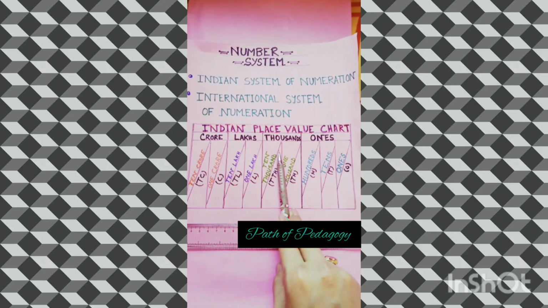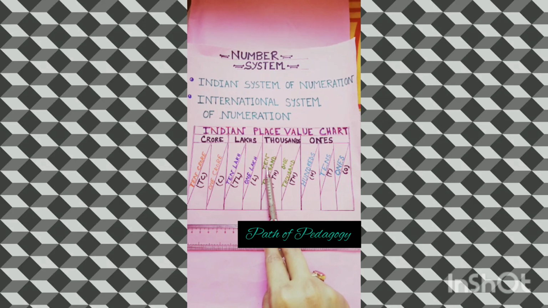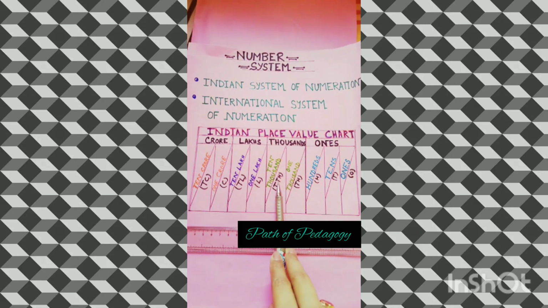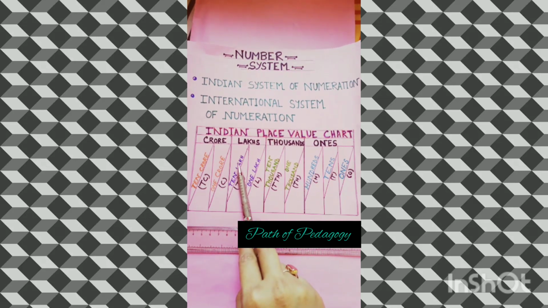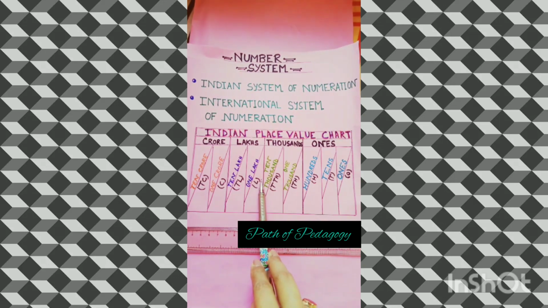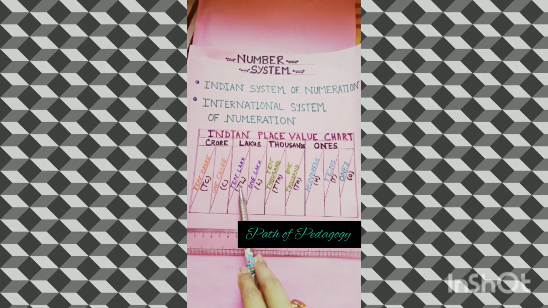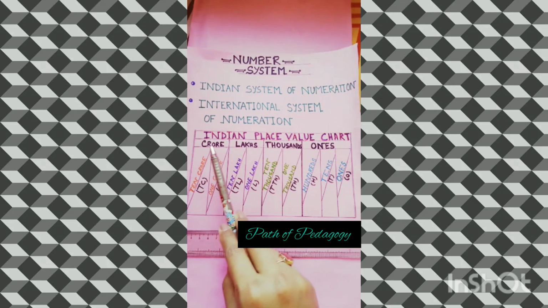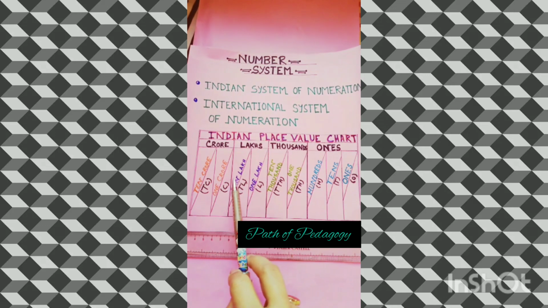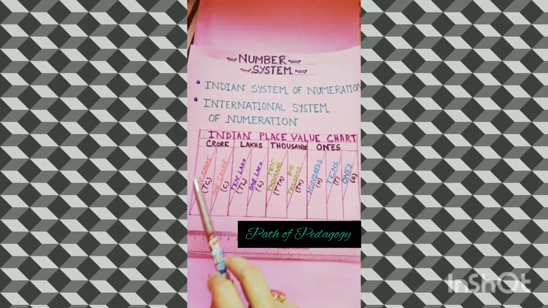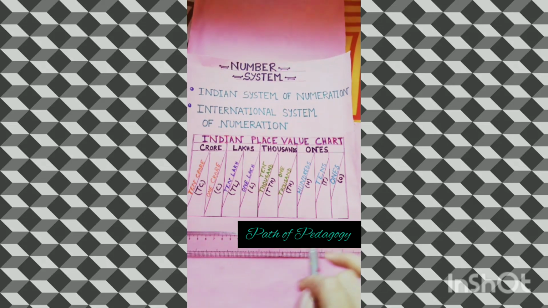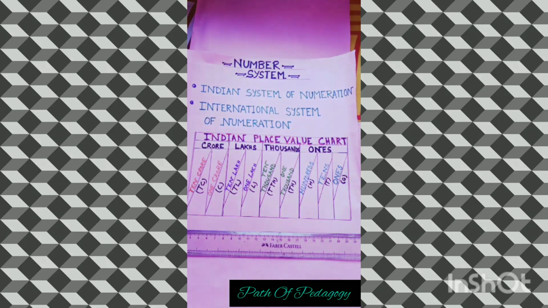Then comes thousands, 1000, 10,000. 1000 we will write TH, 10,000 we will write TTH. Then comes the next place, that is lakhs. 1 lakh we will write L, 10 lakh we will write TL, and then it comes crore. 1 crore, 10 crore. We will write C for 1 crore, TC for 10 crore. So students, this is the Indian place value chart.